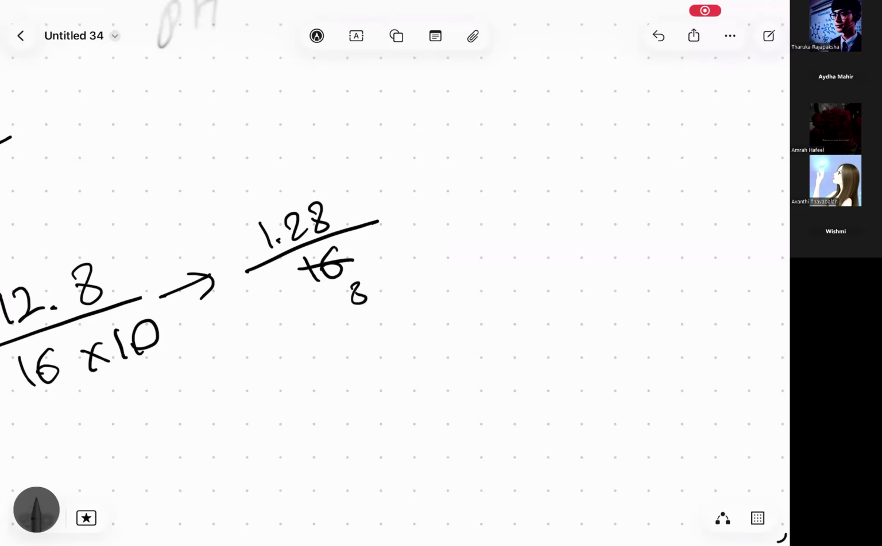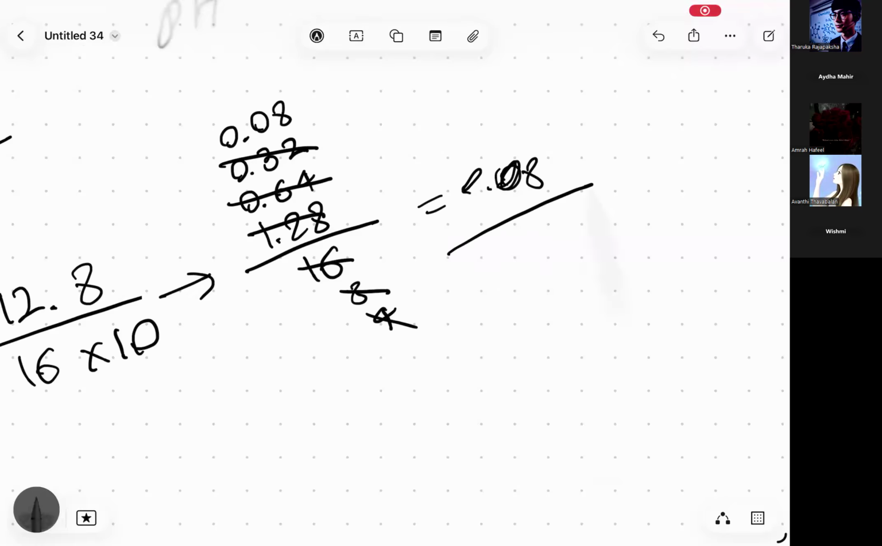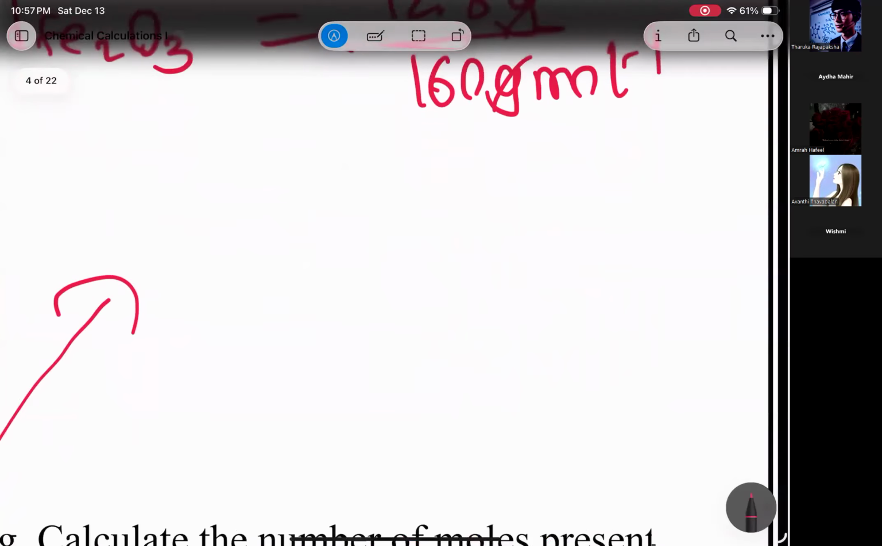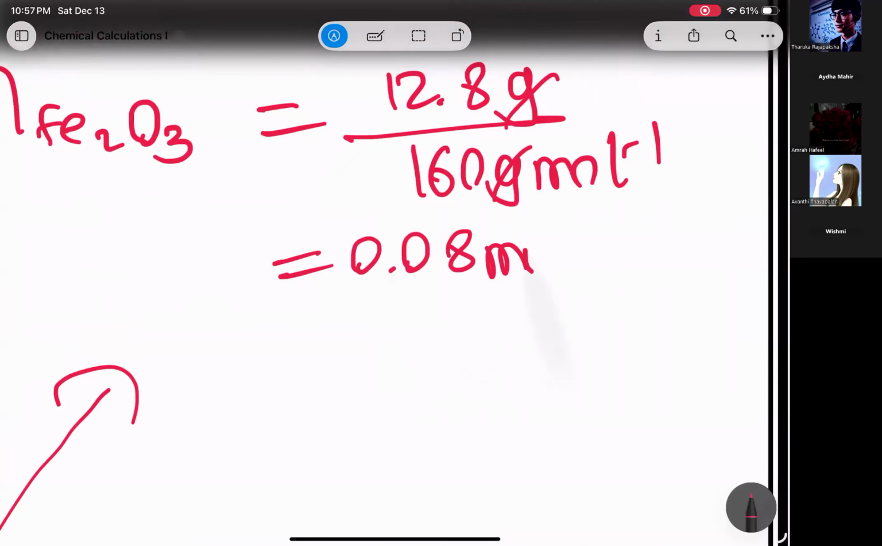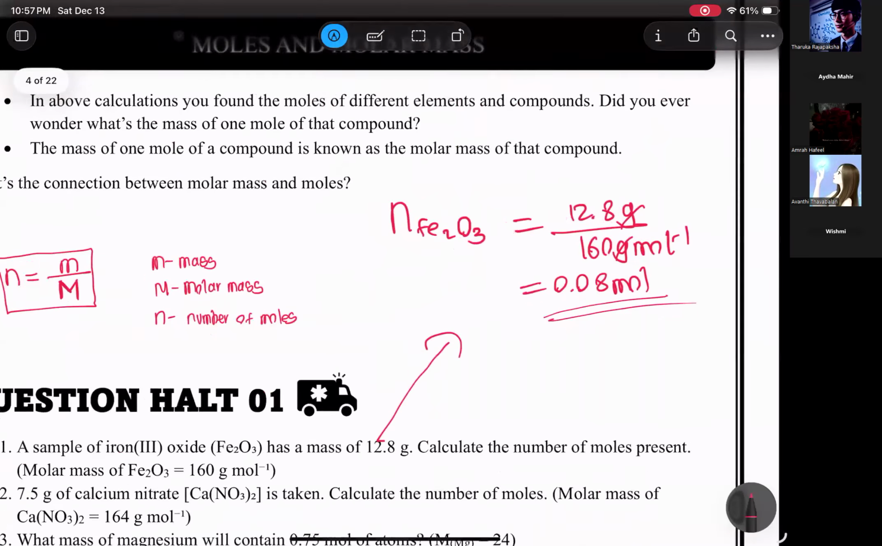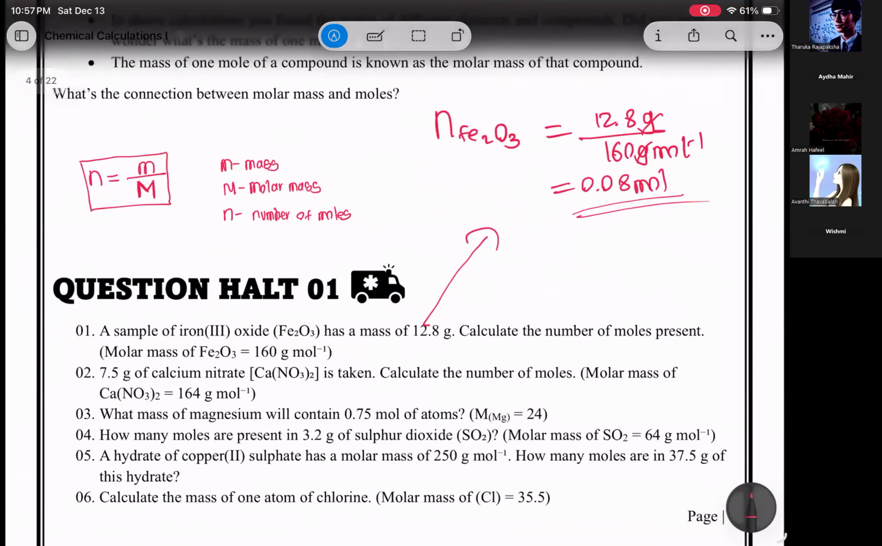If you divide by 2, this will be 8. This will be 0.64. You can again divide by 2, 0.32. You can again divide by 4, 0.08. That's it. Simplify and go until you get an answer. That's what you do. 0.08 moles. That's the number of moles of Fe2O3. Easy question. I won't tell them this is hard.